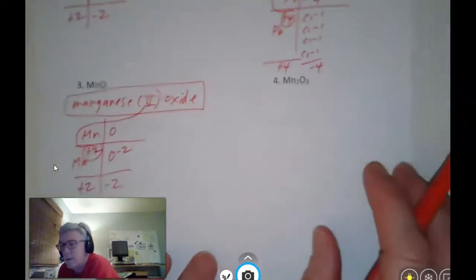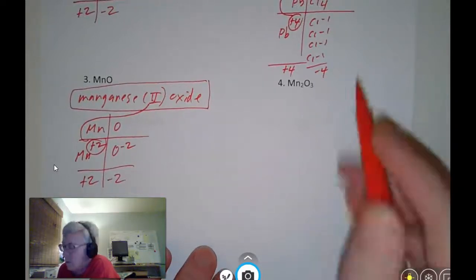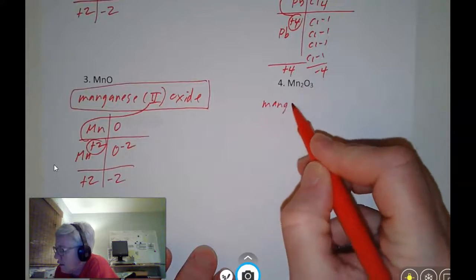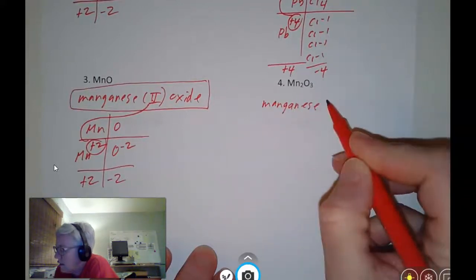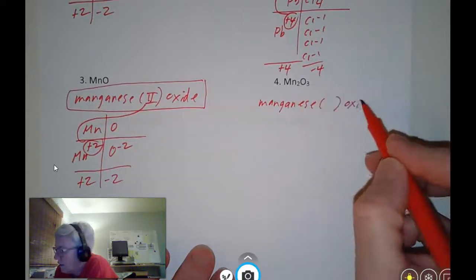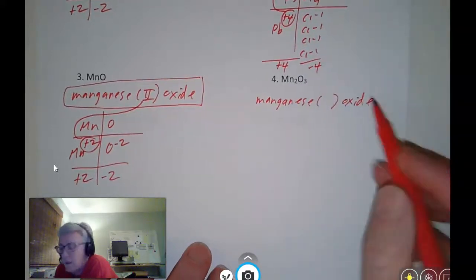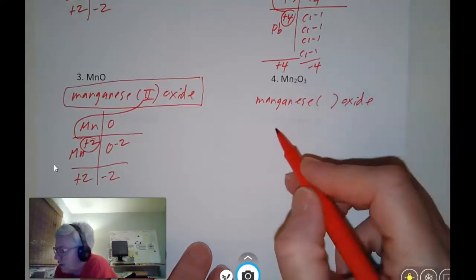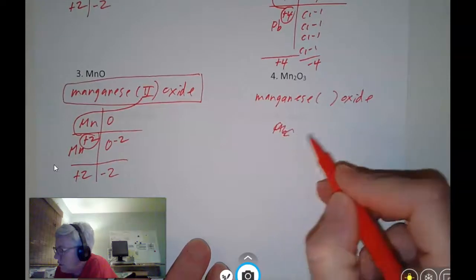All right, let's do one more. Mn2O3. Well, this is manganese again. Manganese, some Roman numeral, I haven't figured out which one yet, oxide. All right, so let's look at the anion to figure out the charge on the metal. So I'm going to make my table.